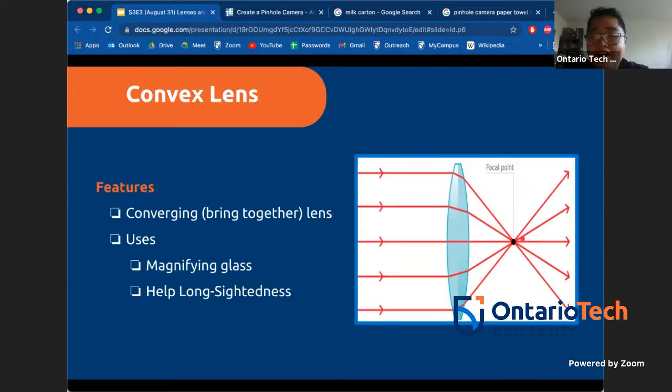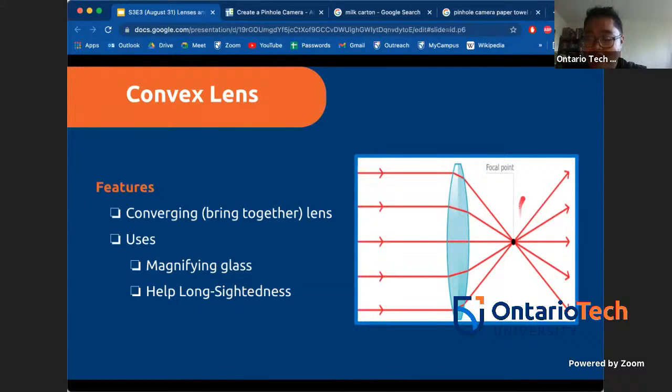And where you might see a convex lens is in a magnifying glass, which helps us focus on things and makes them look bigger. You can also use convex lenses in eyeglasses. If you're long-sighted and can't see things from far away, you would probably use a convex lens to help you see things more clearly.